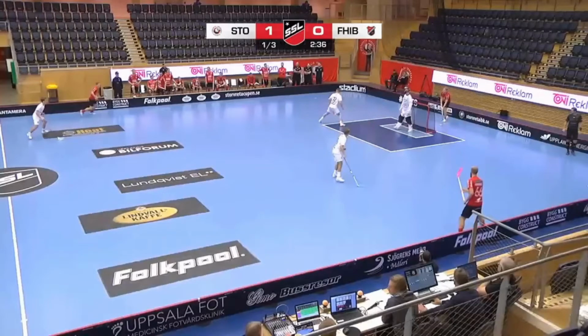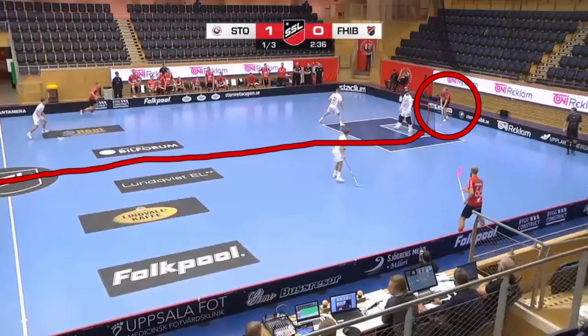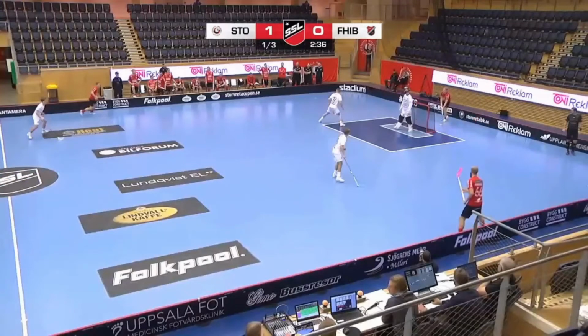One of the things I would like to look at is how Storvreta use depth to create space for themselves. And by depth, what I mean is the distance between their player who is the furthest back or closest to their net and how far that player is away from their highest player or the player closest to the opposition's net. So right now, Storvreta have a lot of depth in their formation.